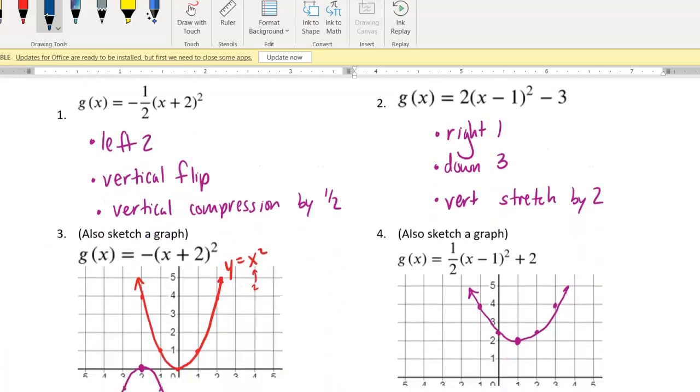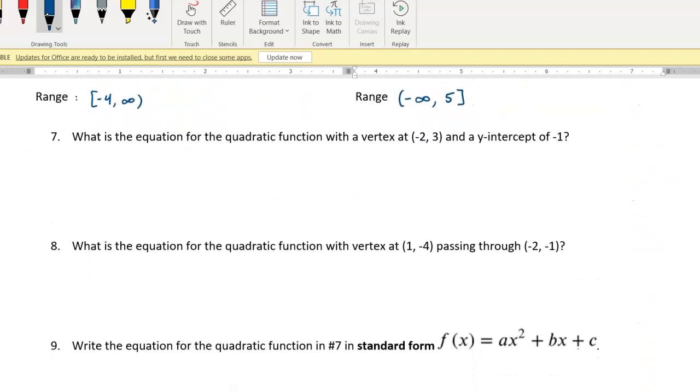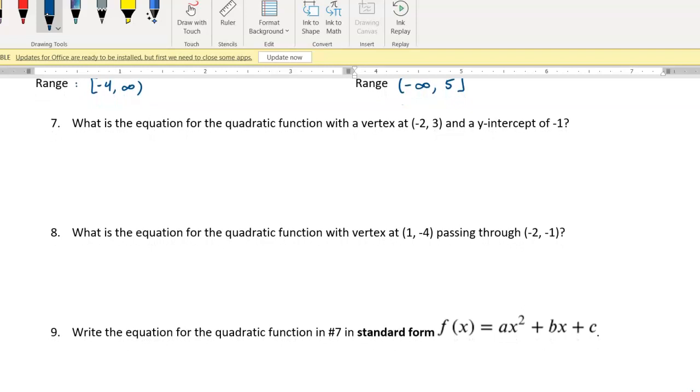So let's see what we mean by that. In this next example, it says what is the equation for the quadratic function with a vertex at negative 2, 3, and a y-intercept of negative 1. So the first thing I'm going to do is I'm just going to rewrite that formula.